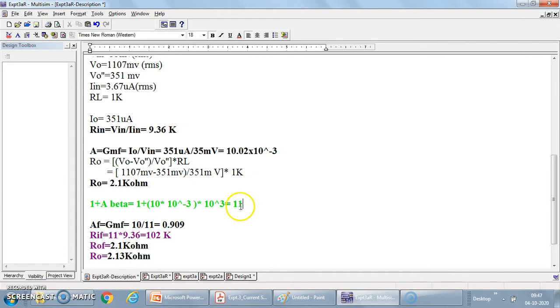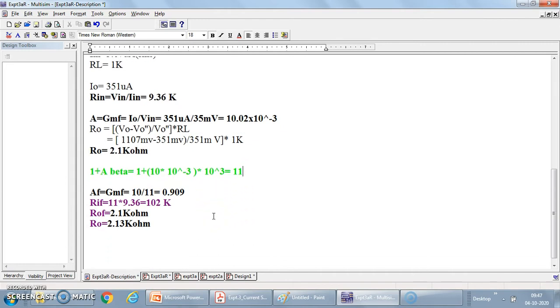So it is expected ideally that with feedback, gain should get reduced by a factor of 11. By a factor of 11 means A upon 11 should be approximately equal to AF. So that's what I have done. The open loop gain is 10 divided by 11, so the closed loop gain, which gets reduced after feedback, ideally should be 0.909.